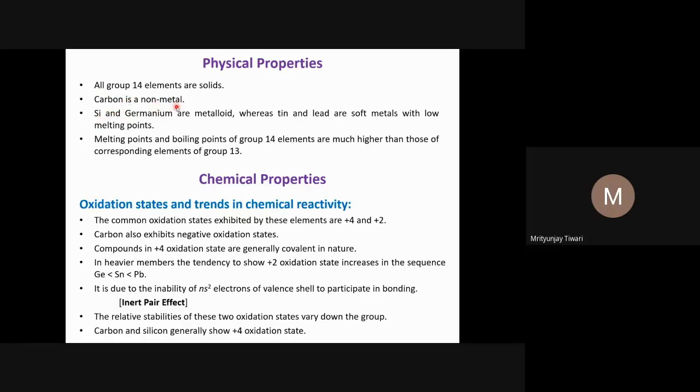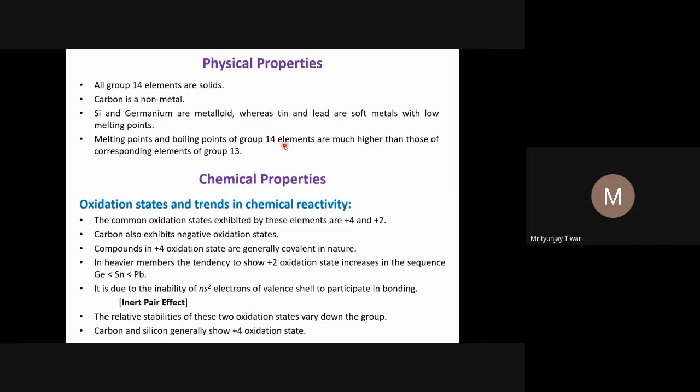Carbon is the only non-metal in this entire group. The melting points and boiling points of group 14 elements are much higher than those of the corresponding elements of group 13, and this trend we should remember.